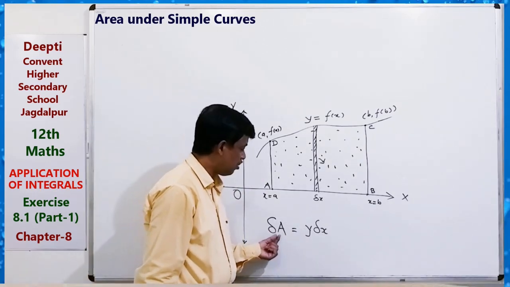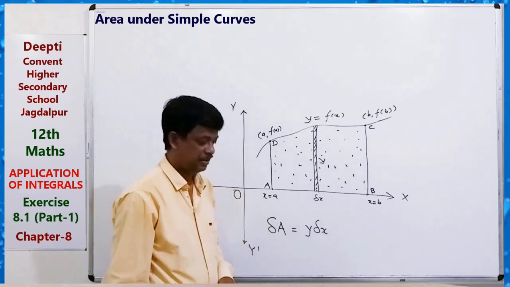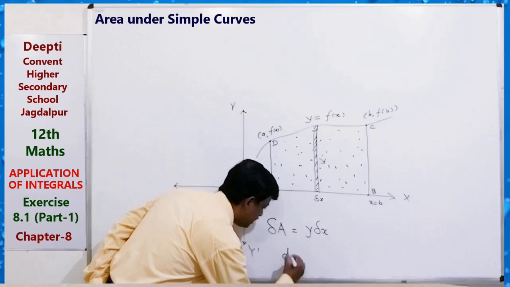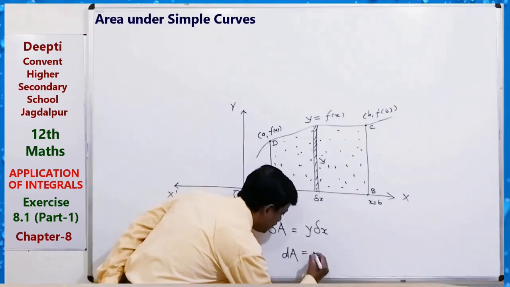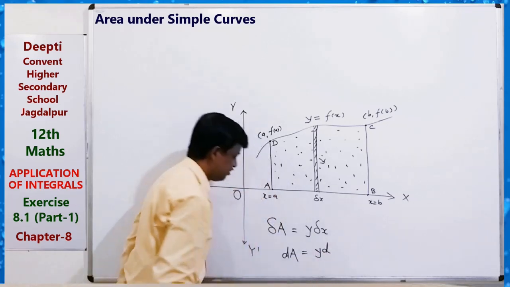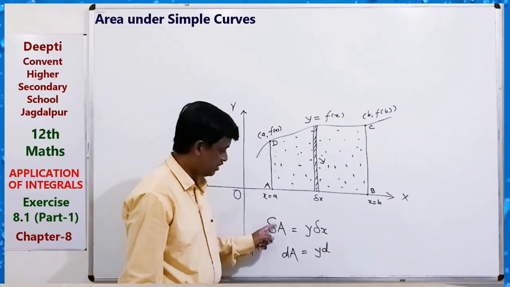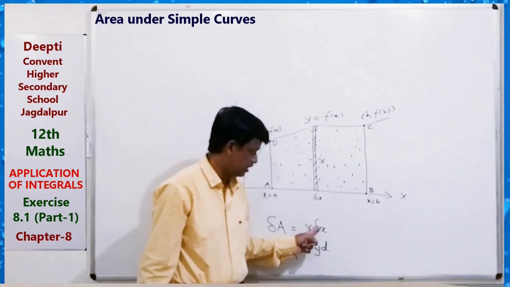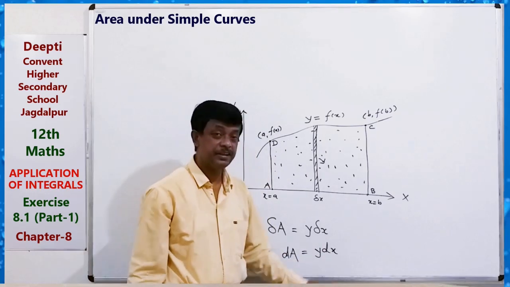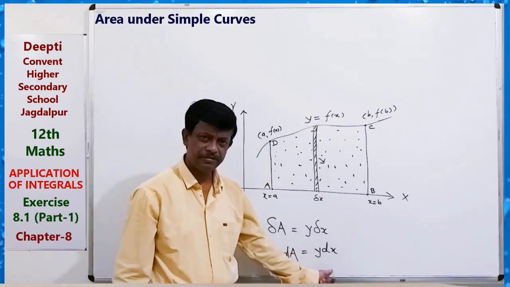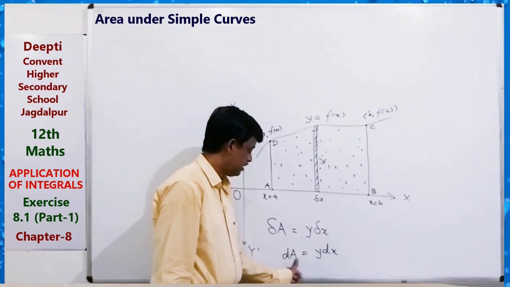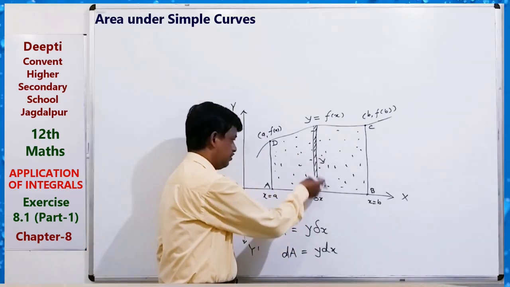Area of elementary strip. Clear? When we apply the limit to this, then we get the area. Elementary area dA equals y dx. When we apply the limit, delta tending to d, delta y delta x becomes y dx. This is the elementary area, just like the derivative dx.